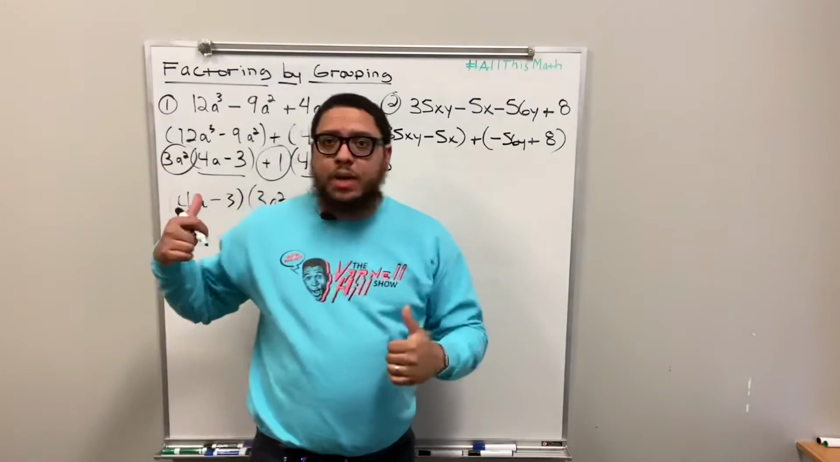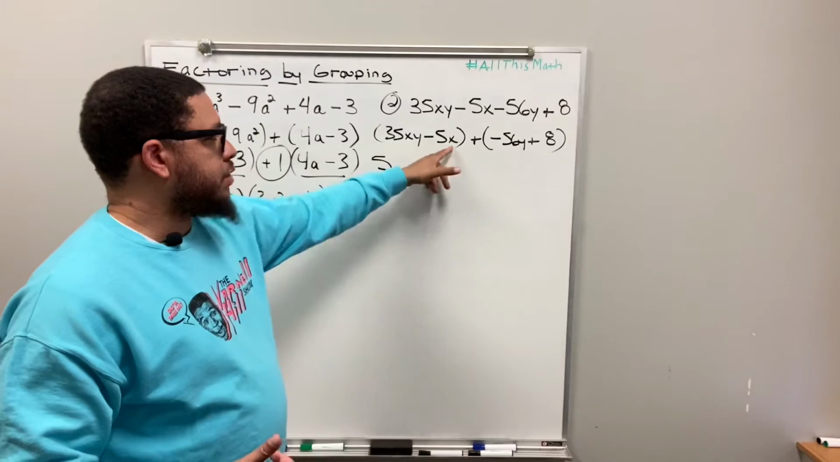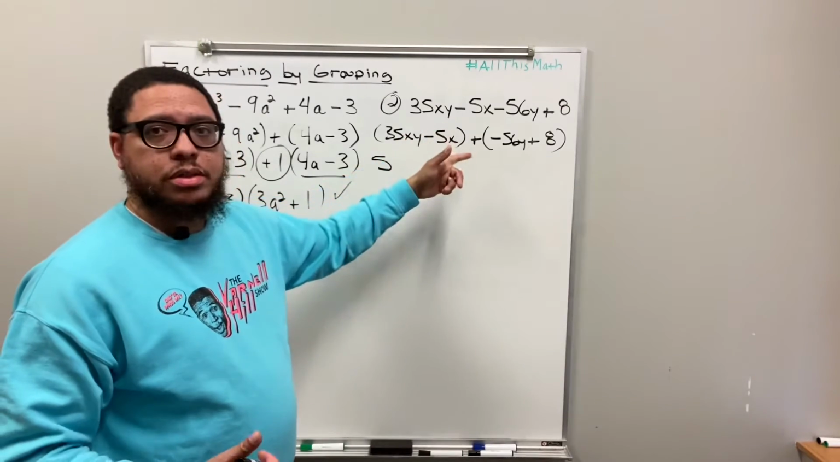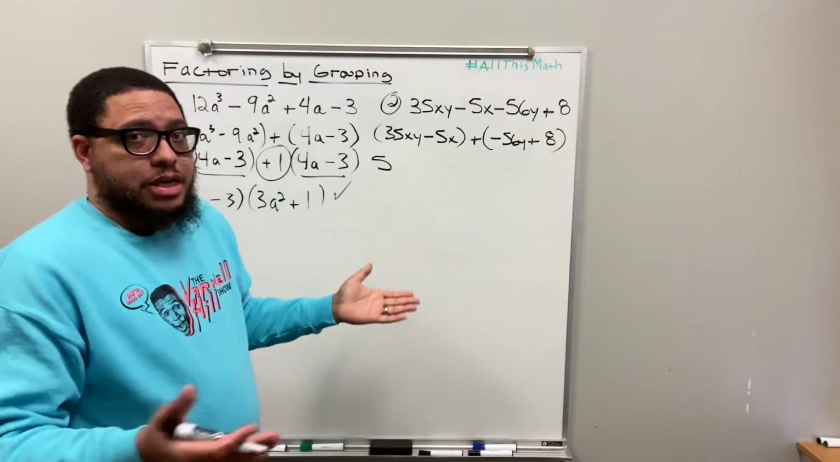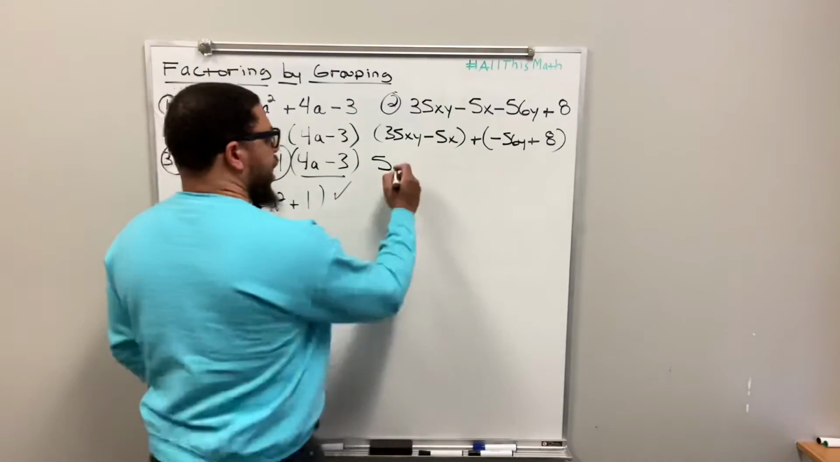Now, in the other problem, we had to take the x with the smaller exponent. But in this problem, the x's have the same exponent. They're both x to the first. So we just take the x. Because in that case, technically, 1 is the smaller exponent. It's the only exponent. So 5x is my GCF.